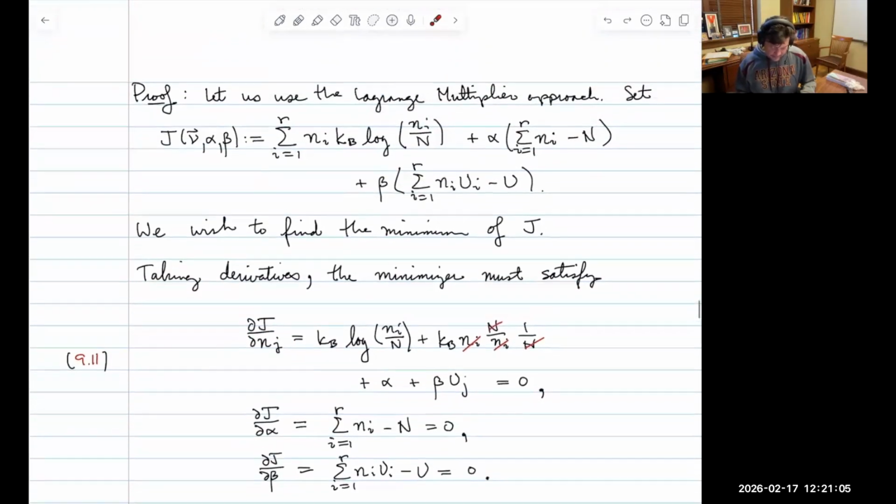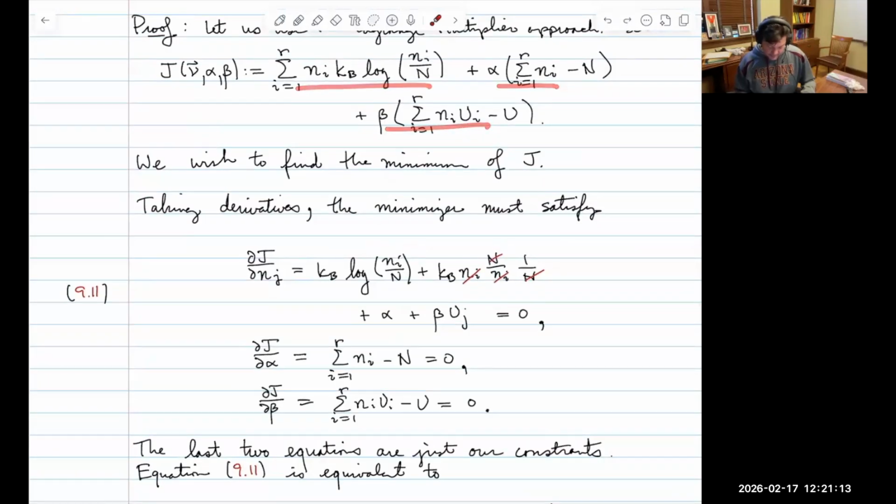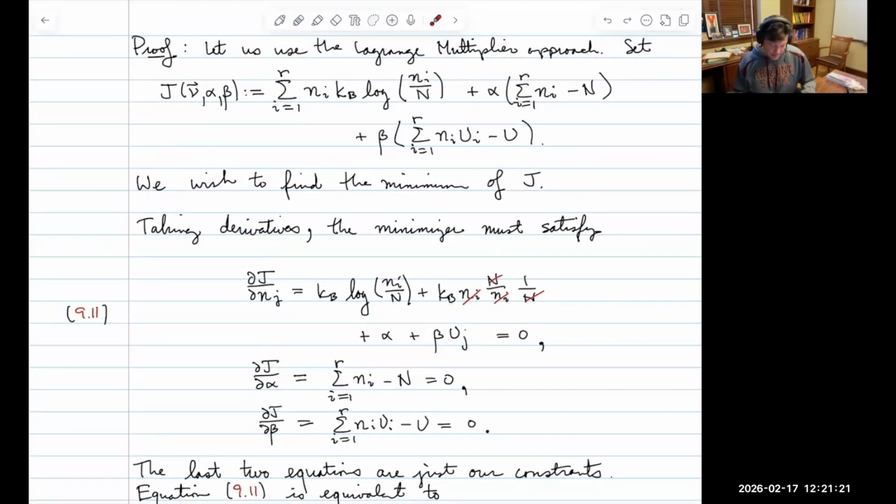Okay, if you take that derivative, you're going to get a contribution from here, and then simple contributions from here and here. So this derivative should just give us k Boltzmann log ni over n plus k Boltzmann, the second part here, ni n over ni, 1 over n. You get a bunch of cancellation of terms here, so it's just going to leave the k Boltzmann. The alpha is just coming from this term here, and the beta is just coming from this term here. Well, beta times uj is just coming from that term there. These terms here are just constants, so they fall away.